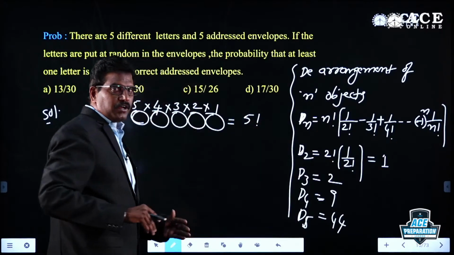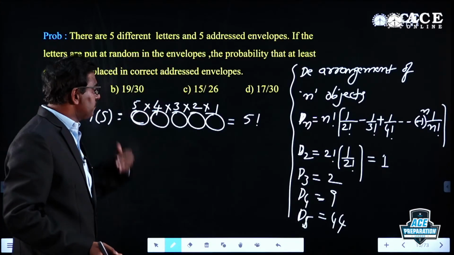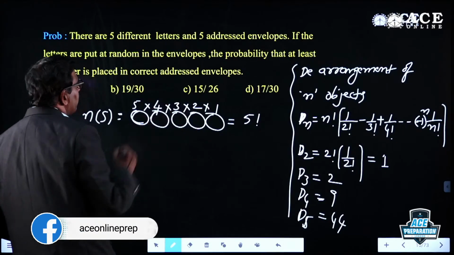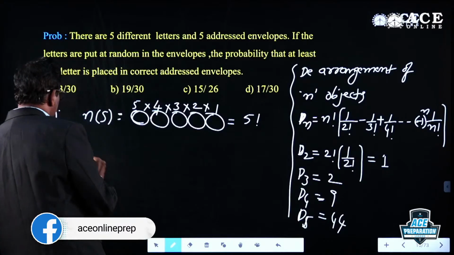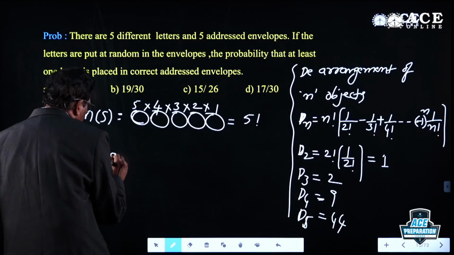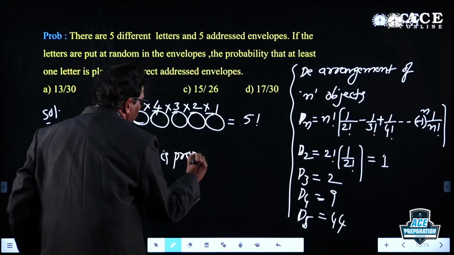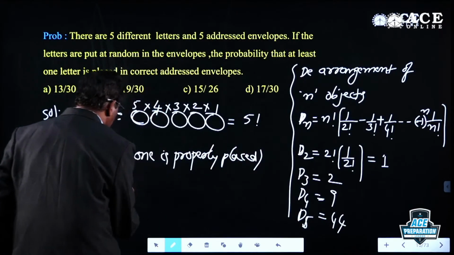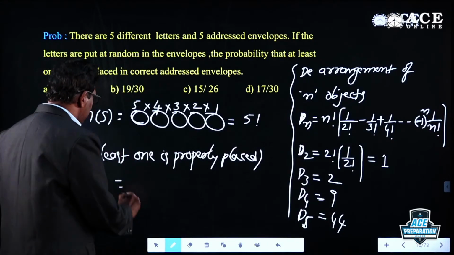Don't confuse. Denominator is all possible arrangements. Numerator is the favorable case which comes from the question. Now this is 5 factorial. Now what is the question? At least one letter is properly placed. P of at least one is properly placed. Yes, probability of at least one is nothing but 1 minus probability of none. This is the simple way.